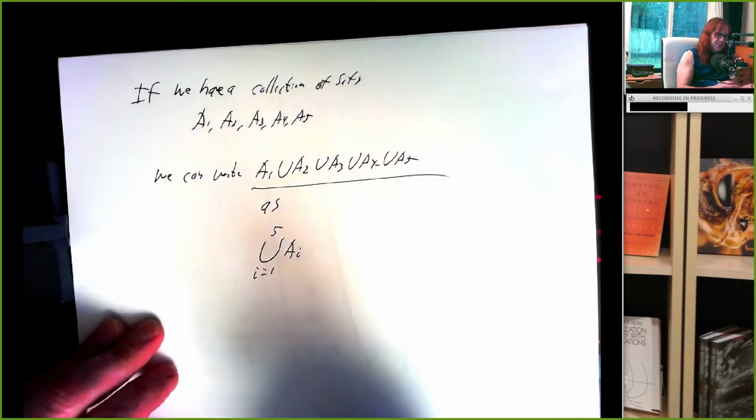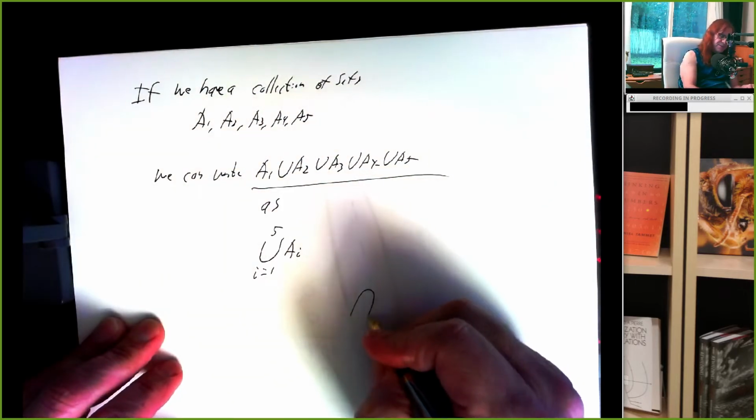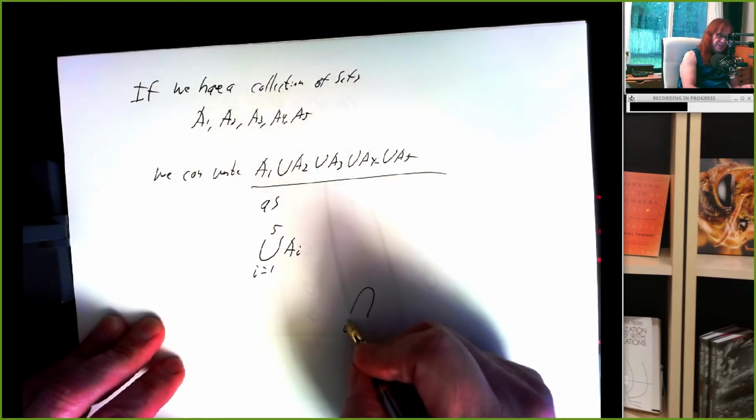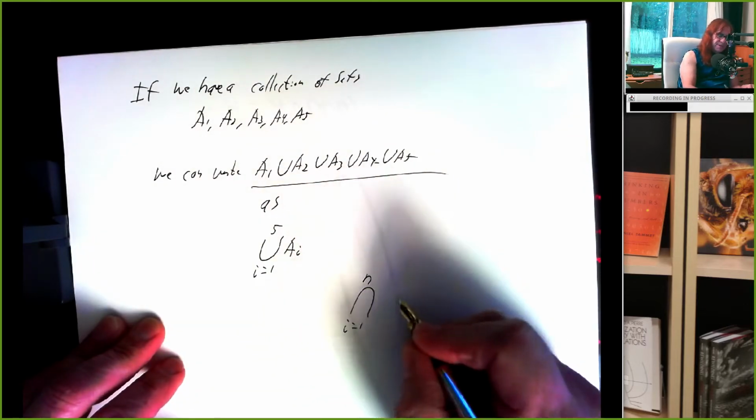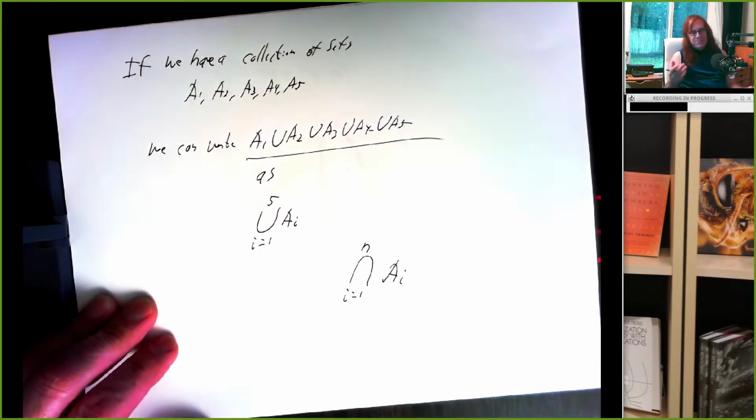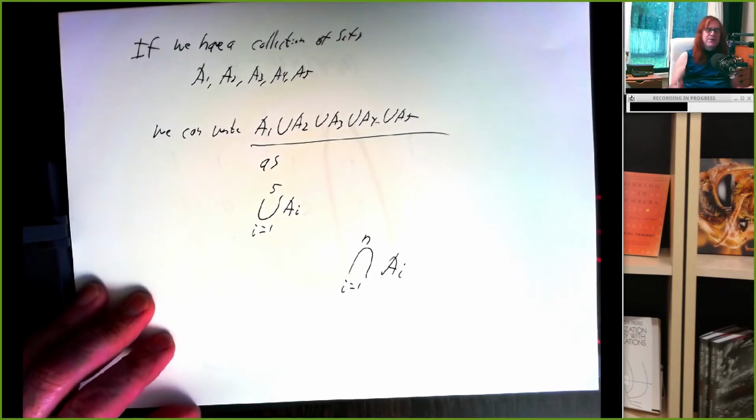Alright, so that's just a notation, and we can do the same thing for the intersection. We can say take the intersection, say from i equals 1 to n of A sub i. That means A1 intersect A2, intersect A3, all the way up to An.